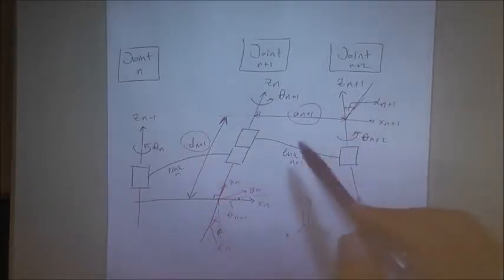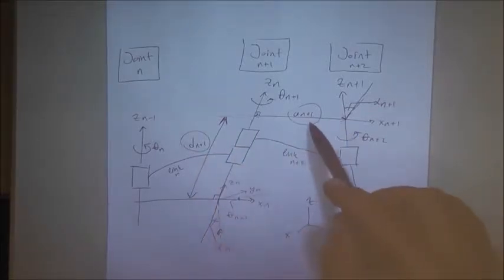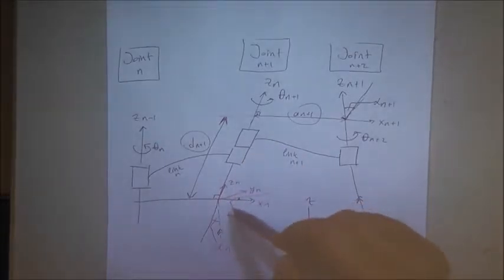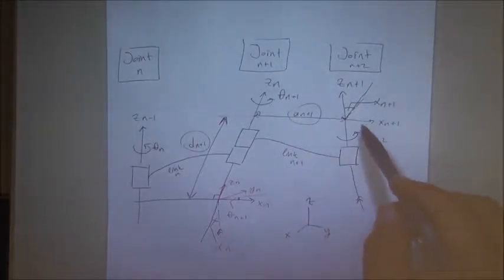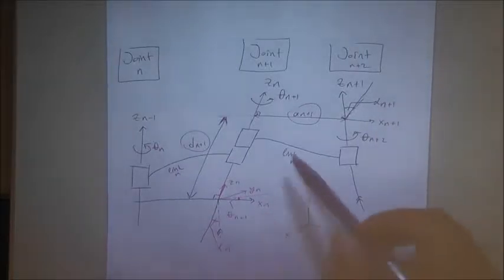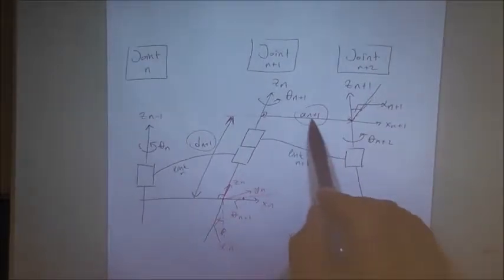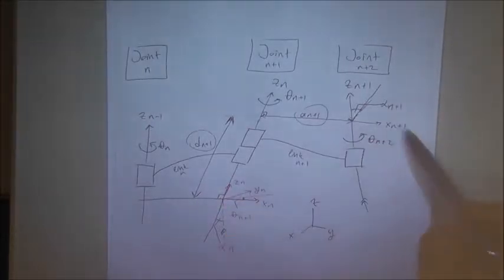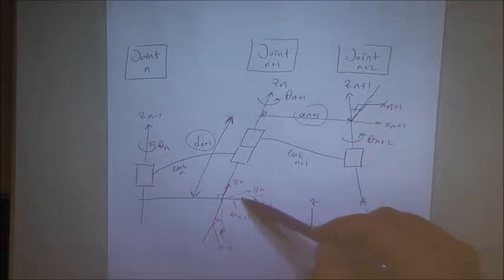And the distance between the links and the end effectors, we have d n plus 1 and a n plus 1. And the second joint, we have a theta n plus 1 angle, the rotation. And the last joint, we have alpha amount of rotation. And here, this line is parallel to this one, and this one. So alpha n, n plus 1, alpha n, theta n plus 1.